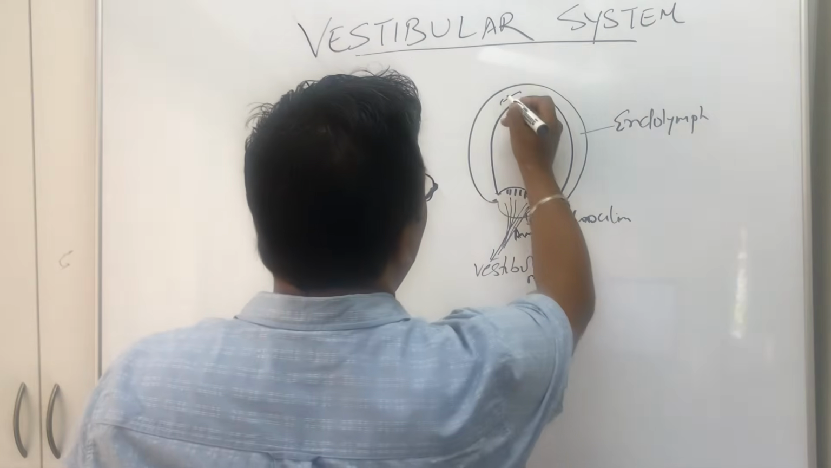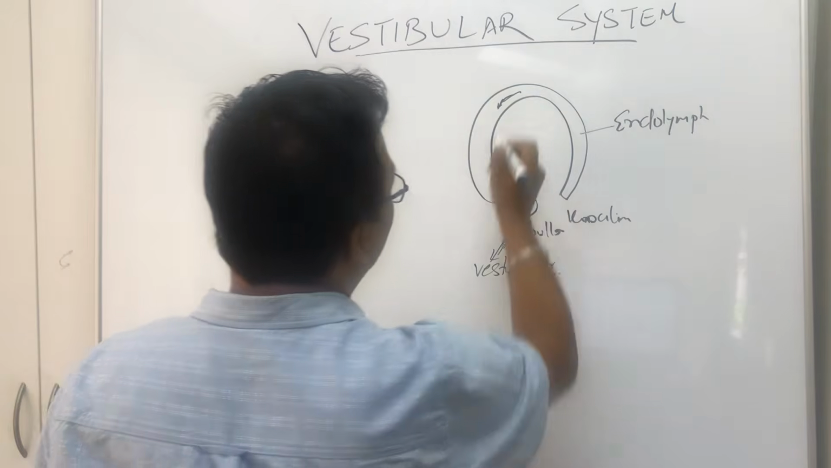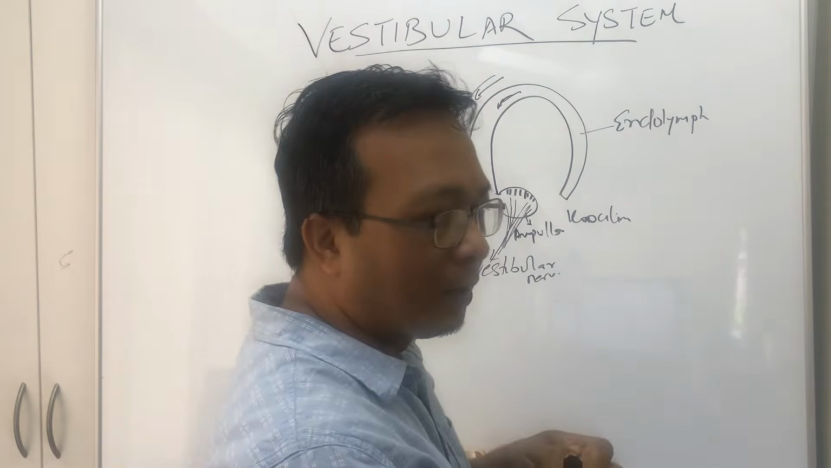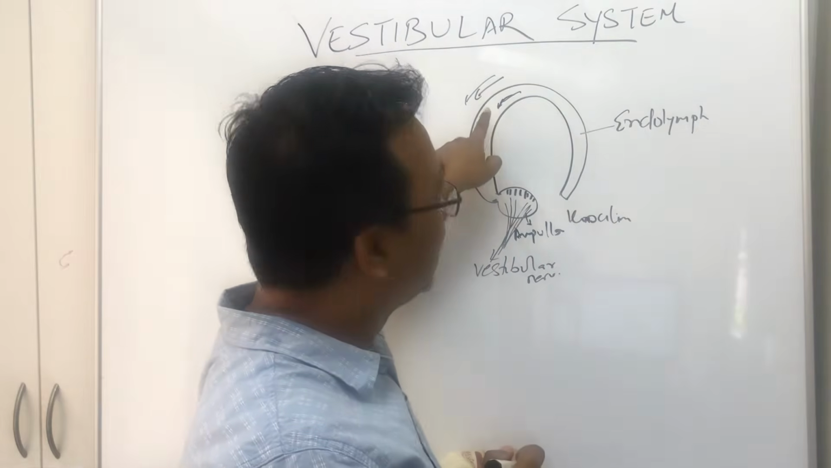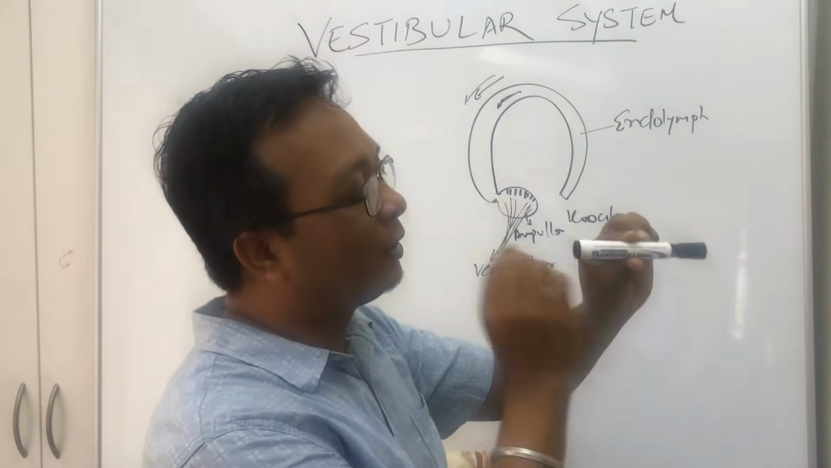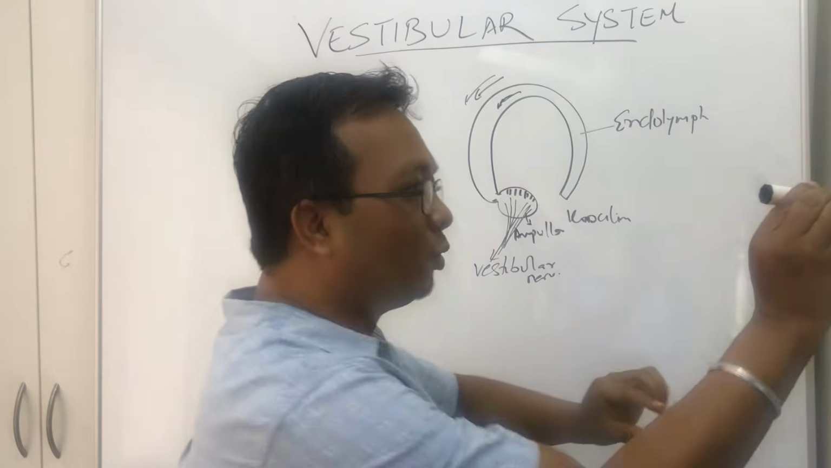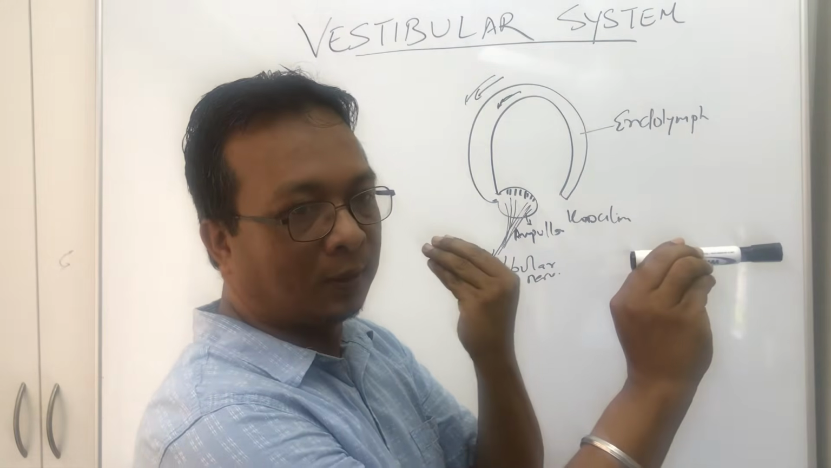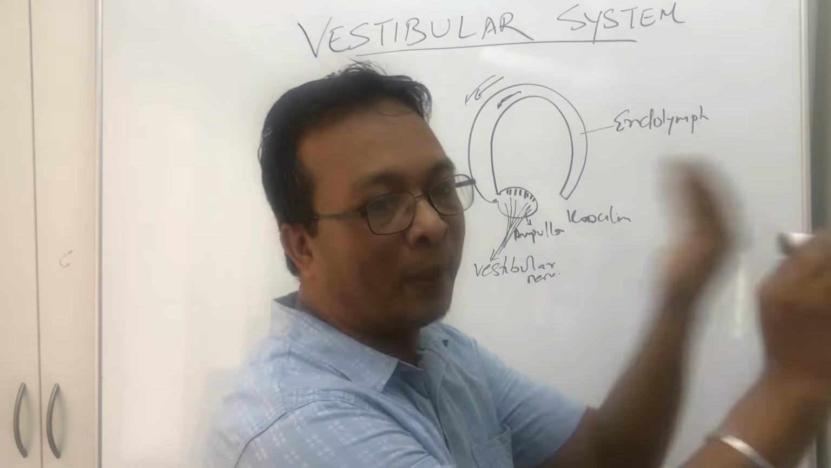How does it tell? Because every time you move, suppose you're moving your head to the right, now what will happen to the fluid? If you're moving to the right, suppose there is water here and I'm moving here, will the water go this way or backwards? Okay, because of inertia, the fluid will move back, right?